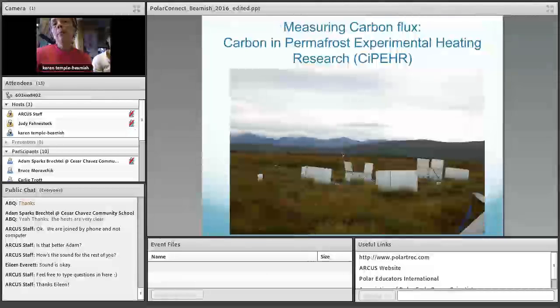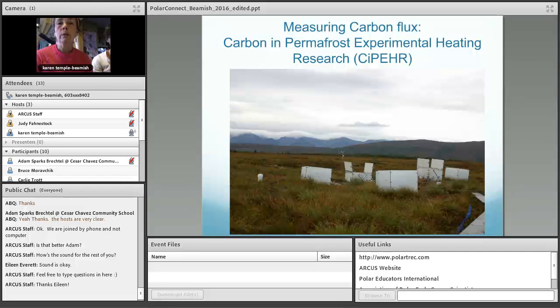So they want to measure the carbon flux. And so the title of this research is called CIPEHR, and that's short for Carbon in Permafrost Experimental Heating Research. And in this slide, you can see these chambers, and these chambers are essentially open to the atmosphere, and then you can see that at the top they have little lids that periodically close, and as they close, please move to the next slide.